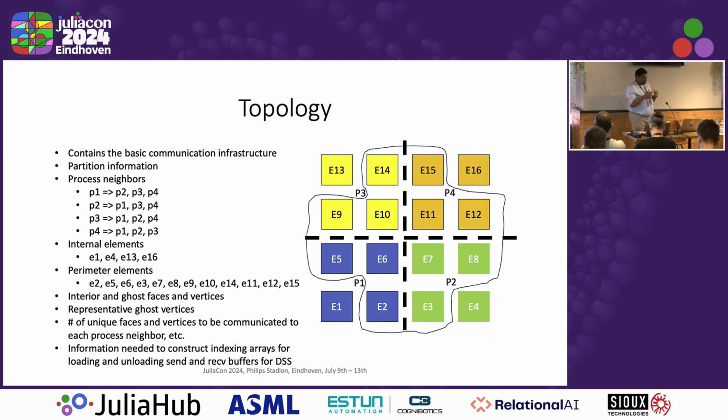It also provides information on the interior and ghost faces and interior and ghost vertices, and it also stores the data for the representative ghost vertices, the number of unique faces and vertices that need to be communicated to each process neighbor, etc. And this also contains the information needed for constructing the indexing arrays for loading and unloading the send and receive buffers for the DSS.